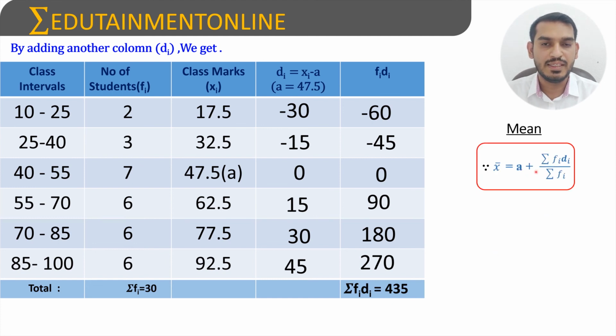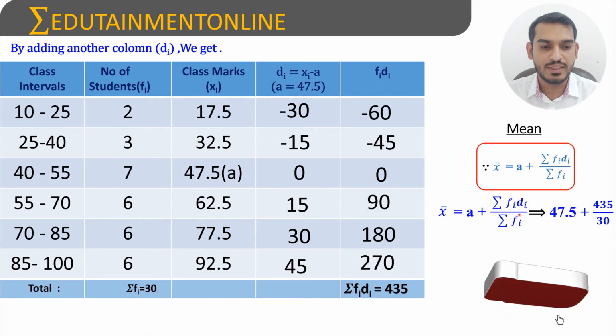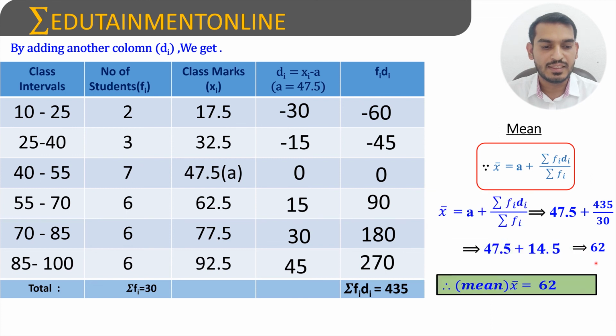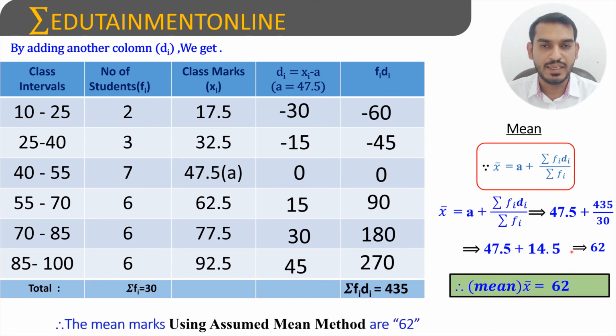Now the formula for mean is a plus sigma of fi di by sigma of fi. So a is nothing but the assumed mean, which is 47.5, plus 435, which is sigma of fi di, by sigma of fi, which is 30. So we will get 47.5 plus 14.5, since 435 divided by 30 is 14.5. So adding up, we will get 62. Therefore, the mean is 62. The mean marks using the assumed mean method are 62.